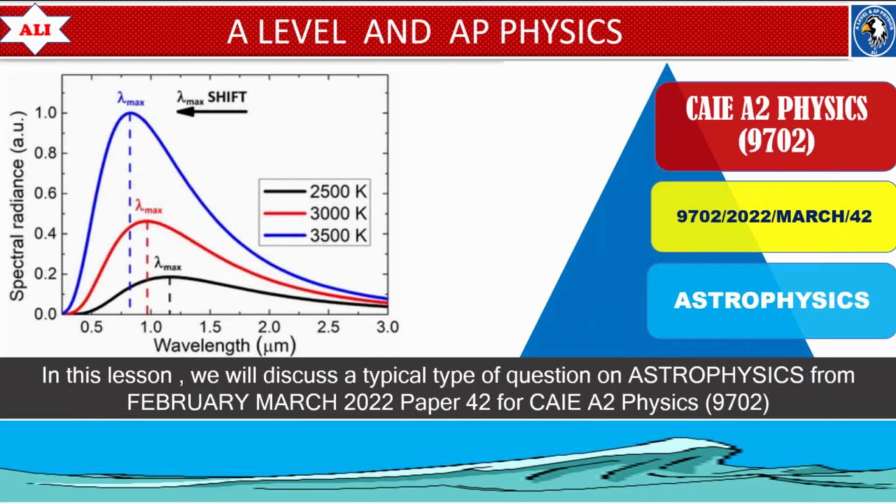Welcome to A-Level and AP Physics. In today's lesson, we will discuss a typical type of question on astrophysics from March 2022, paper 4, variant 2.